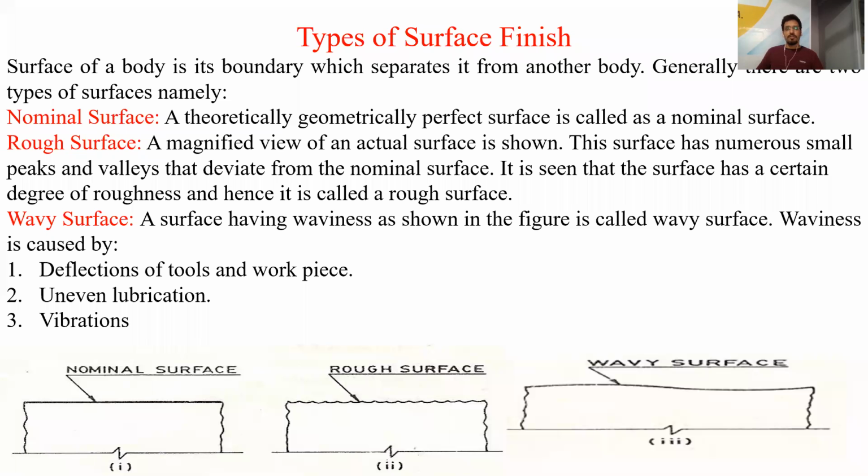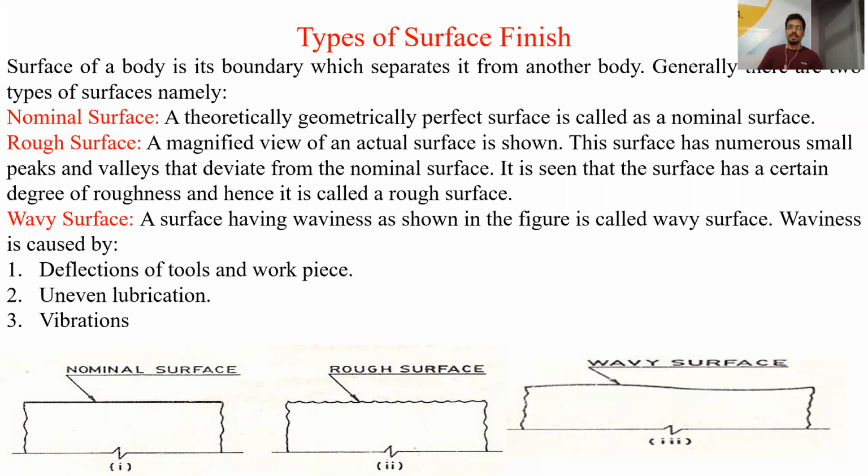Next is type of surface finish. First of all, we will discuss what is surface. The surface of any body is its boundary which separates it from another body. If there are two bodies, this is one body and this is another body. So surface is the boundary which separates the other body from it.